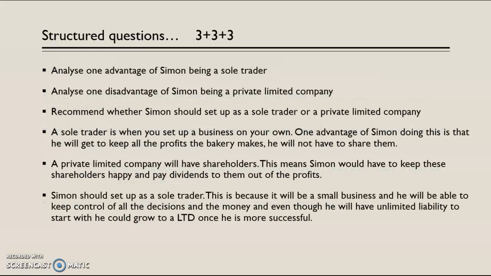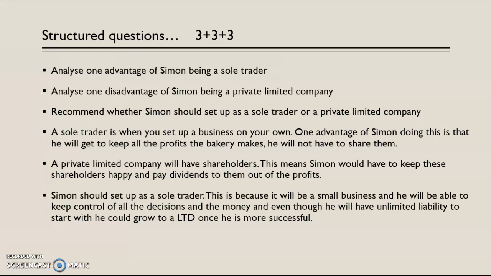So an example of a 333 might be analyze one advantage of being a sole trader, one disadvantage of being a private limited company, and then choosing between those two. So a sole trader is when you set up a business on your own. An advantage of Simon doing that is he gets to keep all of the profits the bakery makes and he'll not have to share them. You then got a private limited company will have shareholders. It means Simon would have to keep these shareholders happy and pay dividends to them out of the profits. Okay, haven't actually explained why that's a disadvantage there, meaning he doesn't get to keep it himself.